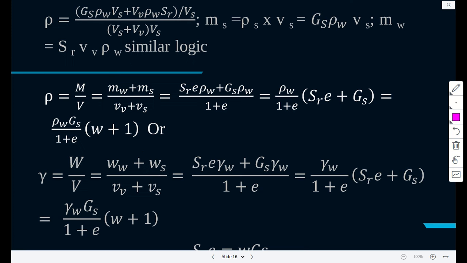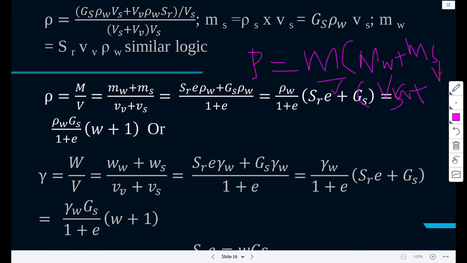So once that is the case, density is mass over volume, but this is total mass: mass of water plus mass of solids, over the volume of solid plus the volume of void, because that is the total volume. This is the mass of solid, this is the mass of water, and this is the volume of solids and volume of voids.